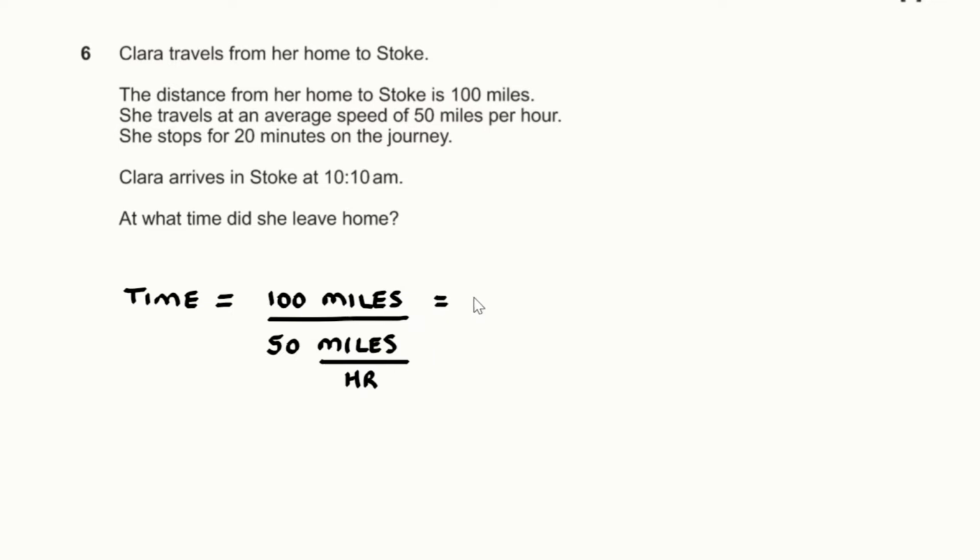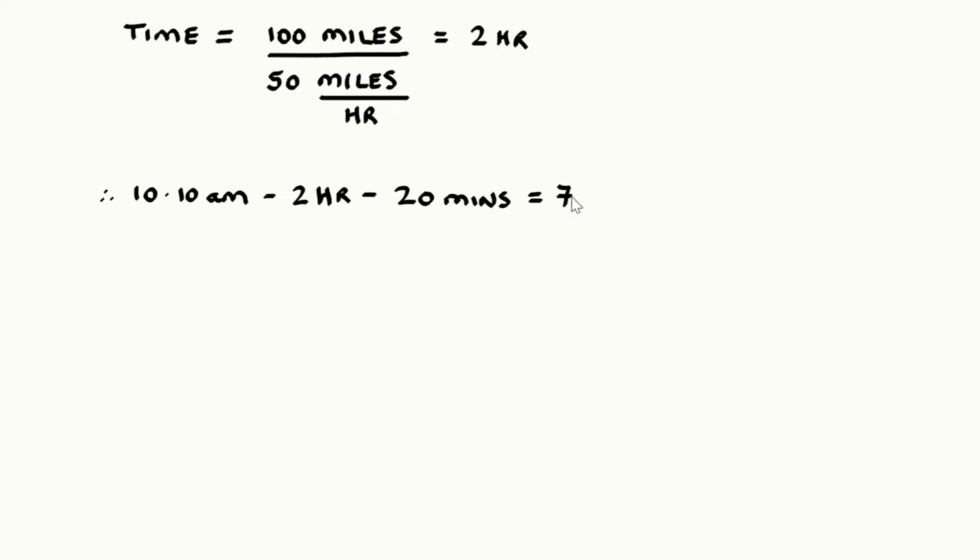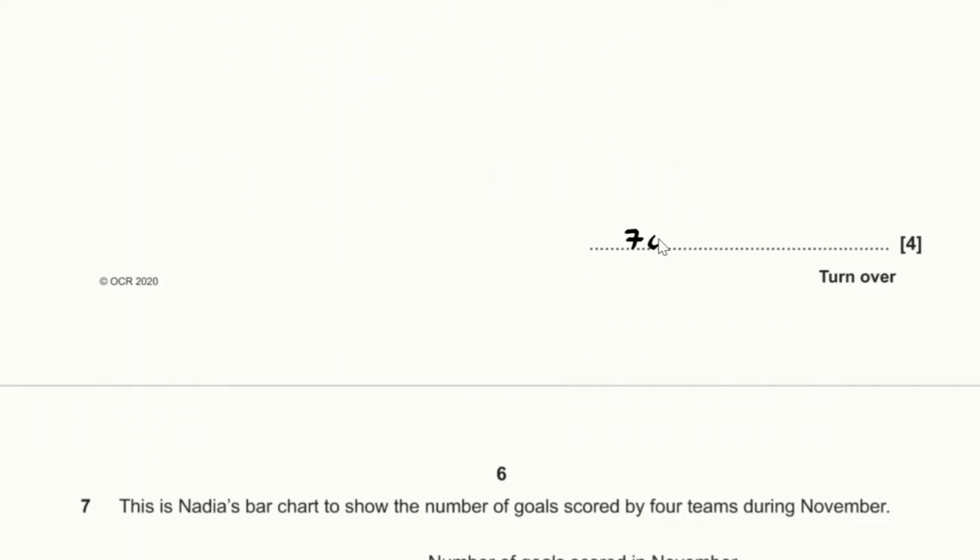So therefore, the time is 2 hours. So therefore, we've got 10:10 AM. We need to take away this 2 hours. We also need to take away the 20 minutes. And if we do this, we get 7:50 AM. So we've got 07:50 AM.